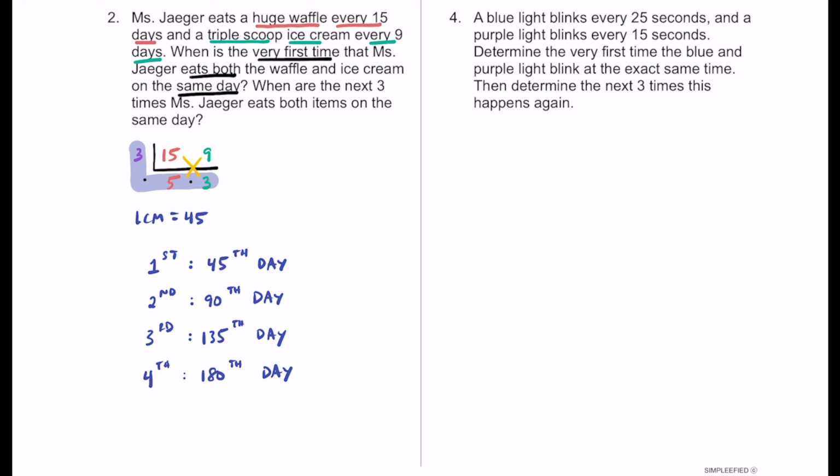All right, so the first time it happened was going to be on the 45th day. This is going to be the LCM. But then after that, you're going to see the next 3 times Miss Jager has both on the 90th, 135th, and the 180th day.